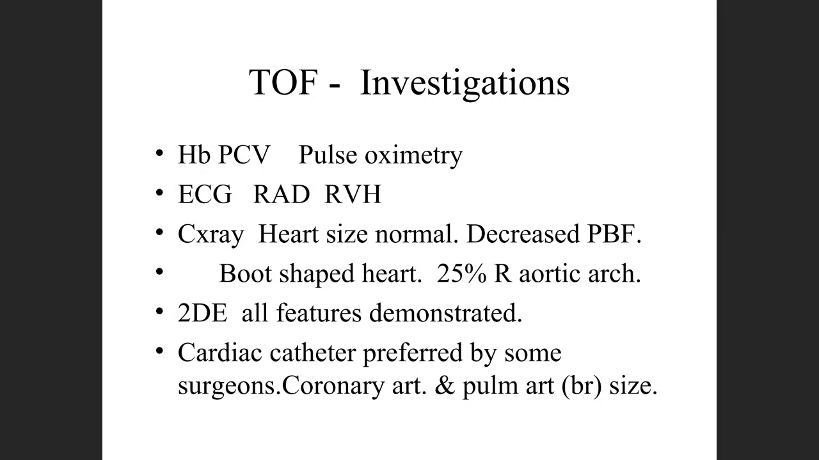The investigations will show hemoglobin and hematocrit being increased because the hypoxia stimulates the production of red blood cells in the bone marrow. The pulse oximetry will show the readings lower, usually lower than 93. And during a blue spell, in fact, these readings become even lower.